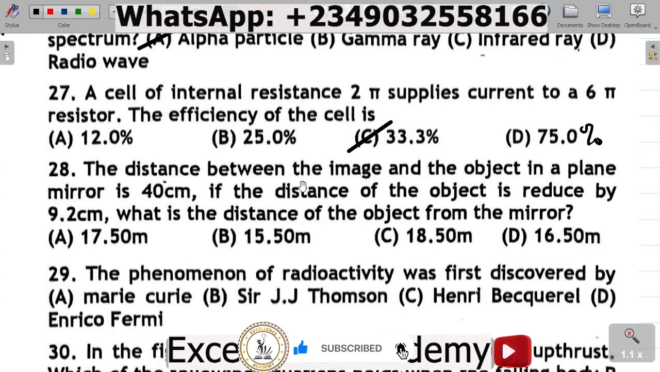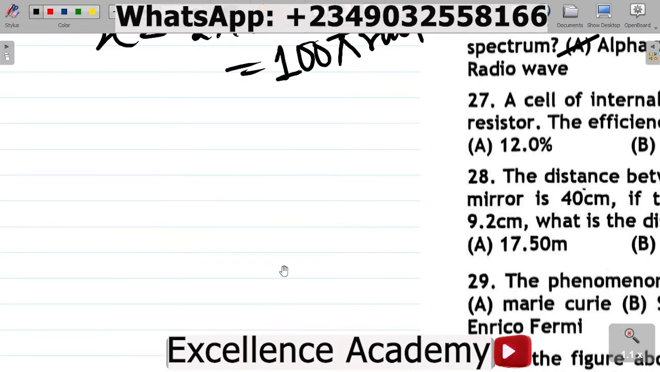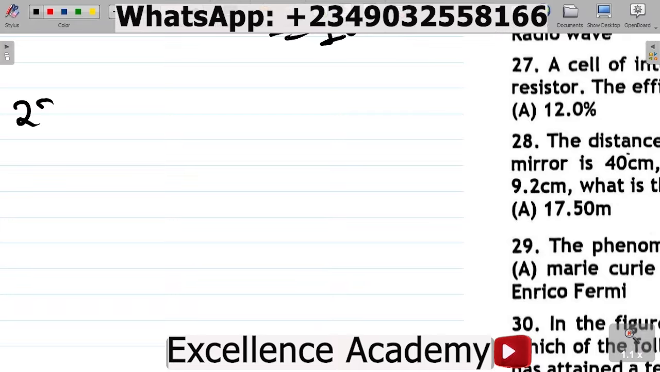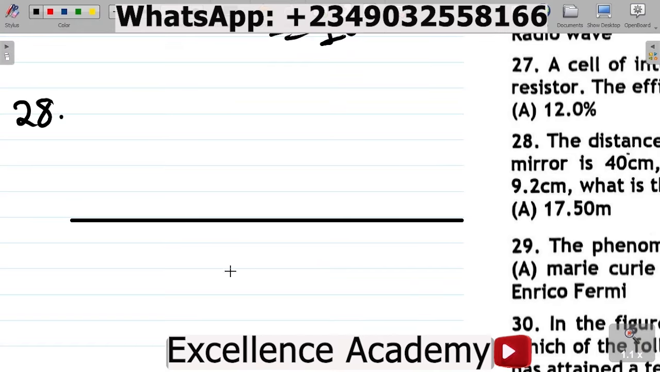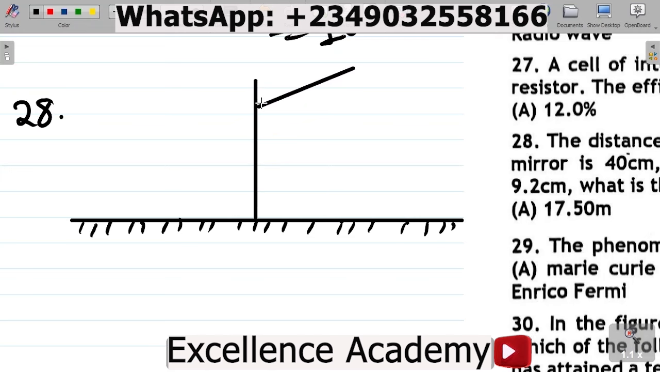What do we do? The first thing we want to notice here is that they give you something called a plane mirror. And let's analyze a plane mirror a bit. This is question number 28. So let's say I have a ground level this way. And I have a plane mirror this way. So I'll call this plane mirror.